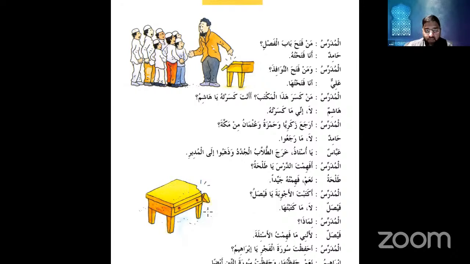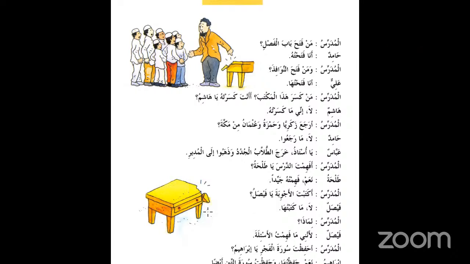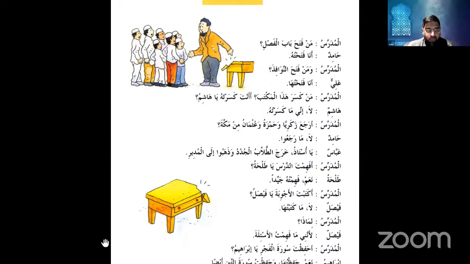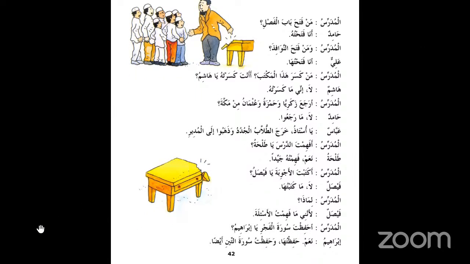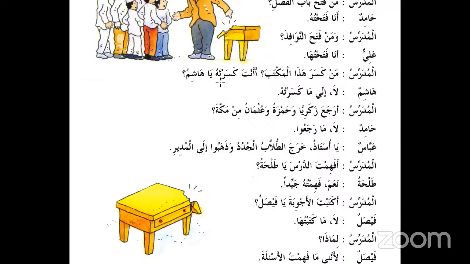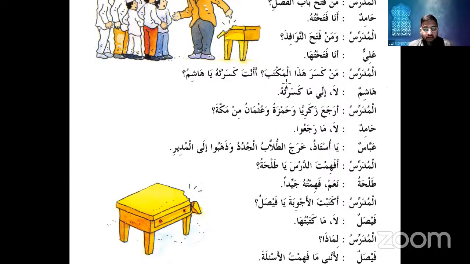Right. Continue, please. The teacher says, Man kasara hadha al-maktab, who broke this table? So kasara is the verb here, and the object would be maktab, which would be the table. And then he says, Anta kasartahu ya Hashimu, did you break this table, O Hashim? And over here, kasartahu would be ending with a pronoun, which was referring to the table. But what's the verb again? Breaking. Kasara.